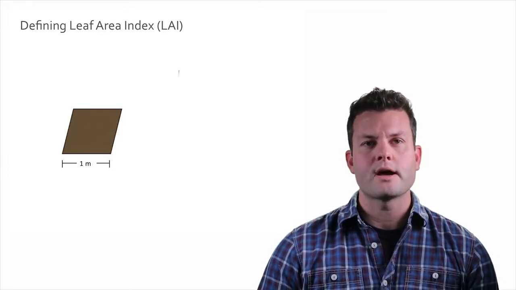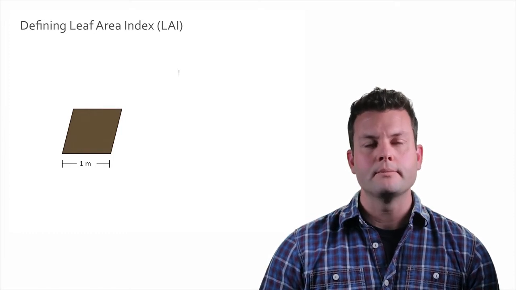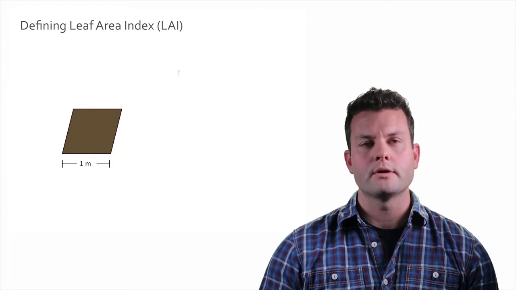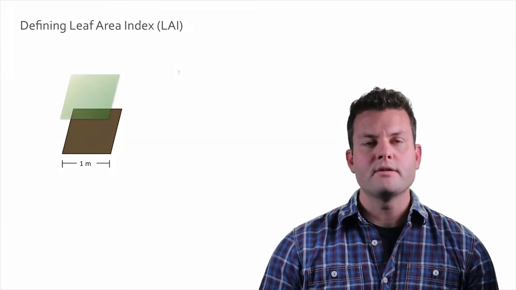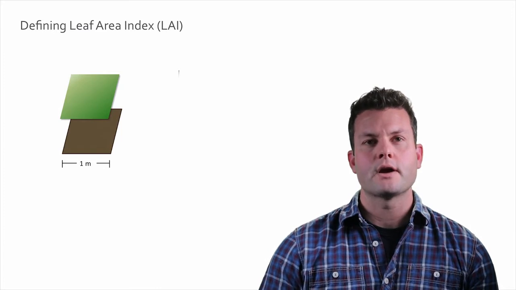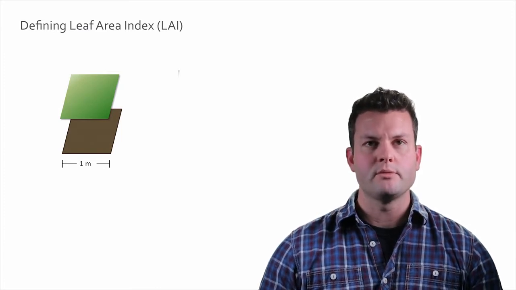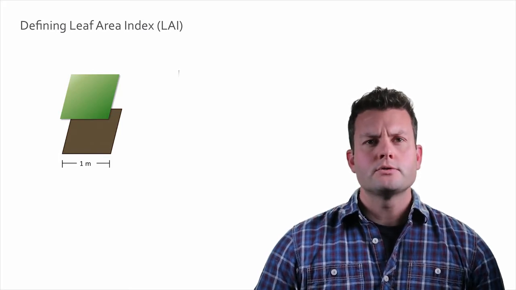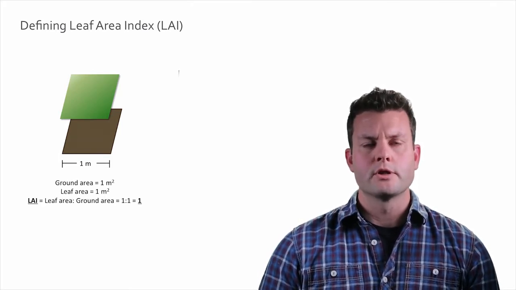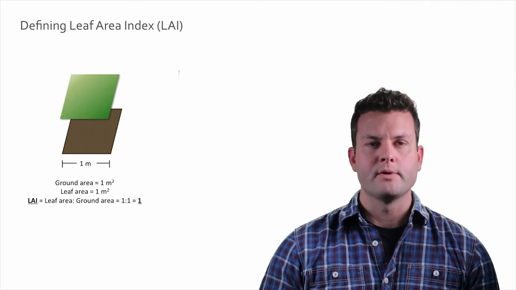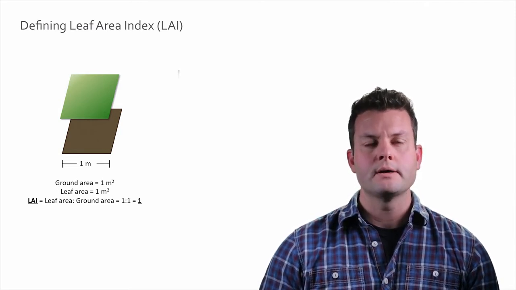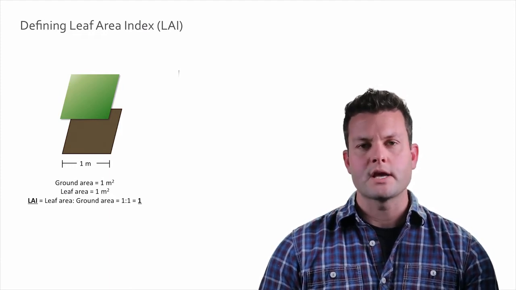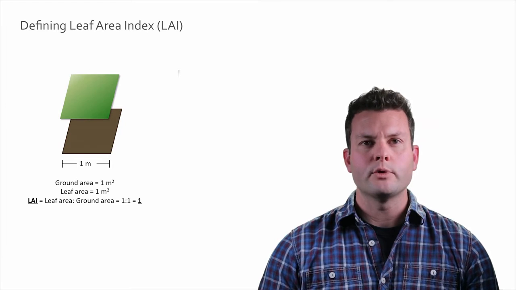Imagine, for example, that you have a plot out in the forest or out in your crop. That plot is 1 meter on each side, so we have 1 square meter of ground area. And then above that, that entire area is covered by leaf area. Imagine we have a really big leaf covering that full area of the plot. So to calculate LAI, first we know that we have ground area equal to 1 square meter, and we have 1 square meter of leaf area. LAI is then the ratio of leaf area to ground area, in this case 1:1, so LAI would equal 1.